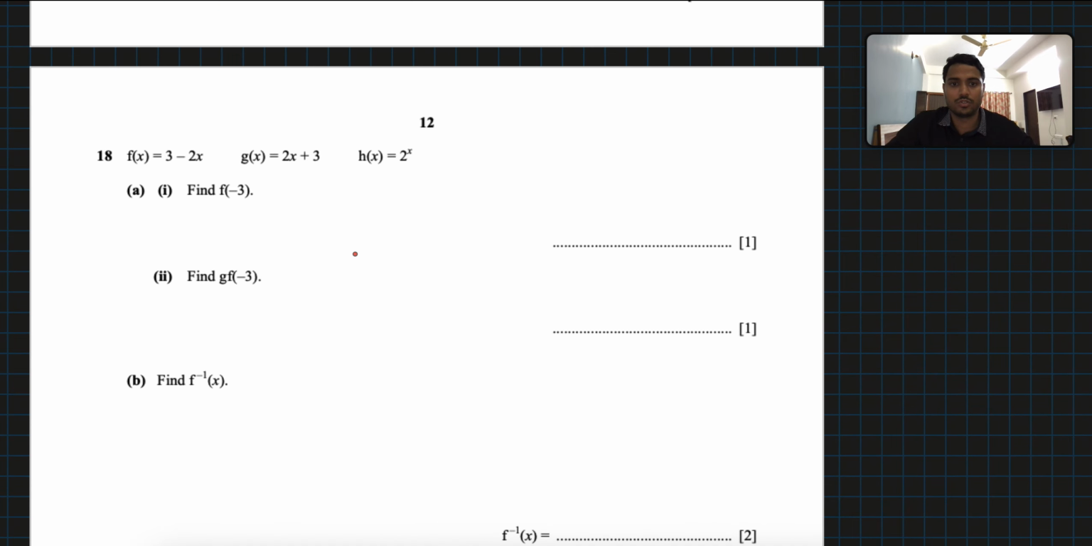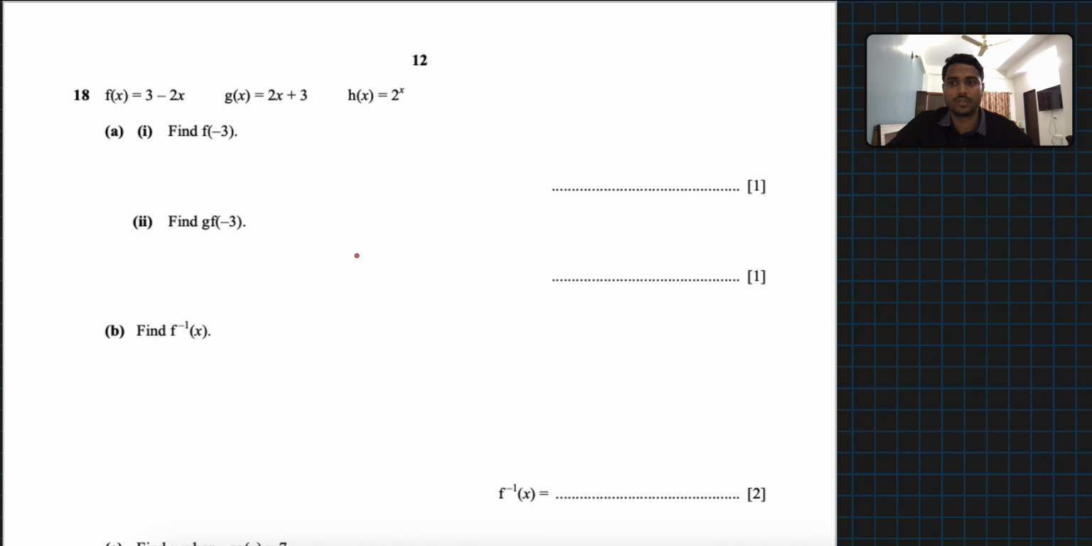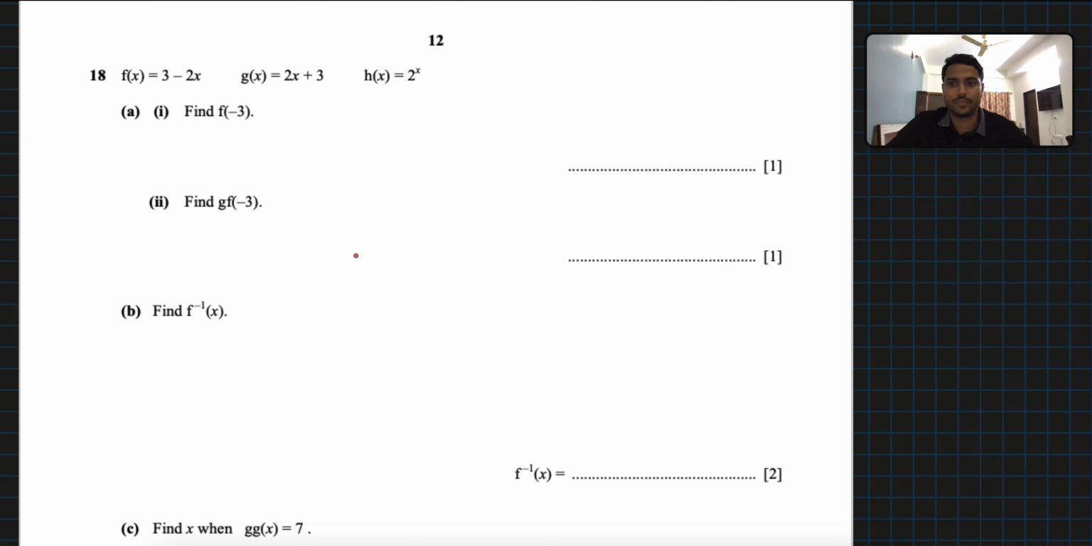Now we have question number 18, which is based on functions. f of x is 3 minus 2x, g of x is 2x plus 3, h of x is 2 raised to x. It says find f of minus 3. That means substitute minus 3 in place of x. So 3 minus 2 times minus 3 is 3 plus 6, which is 9. So the first answer is 9.